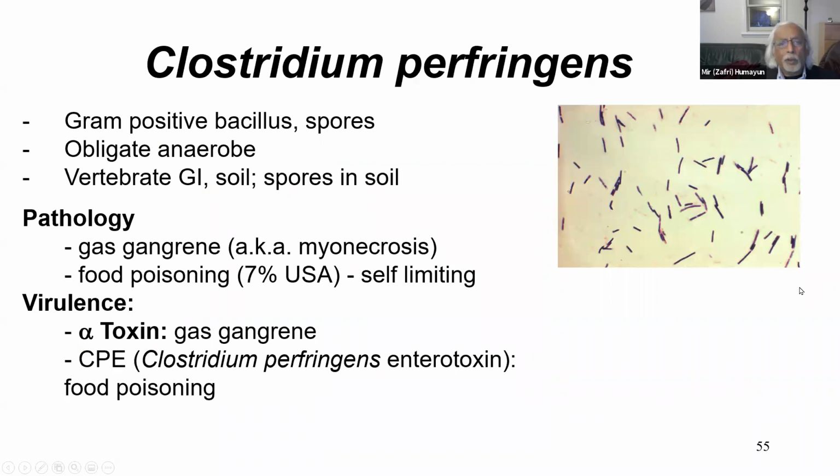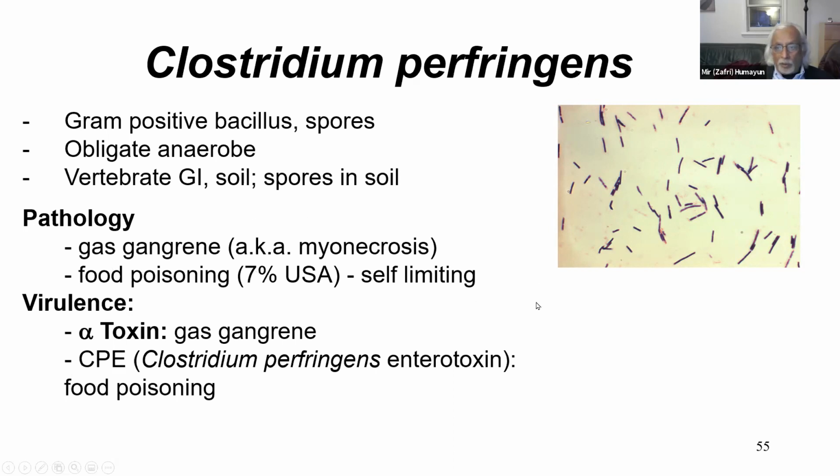Okay, now we go to the third Clostridial species, Clostridium perfringens. This is a gram-positive bacillus. It also forms spores. It's also an obligate anaerobe. It resides in the vertebrate gastrointestinal tract, but it's also in soil, and its spores are present in the soil.